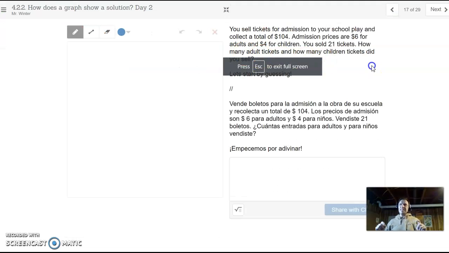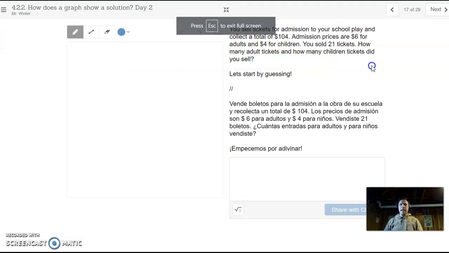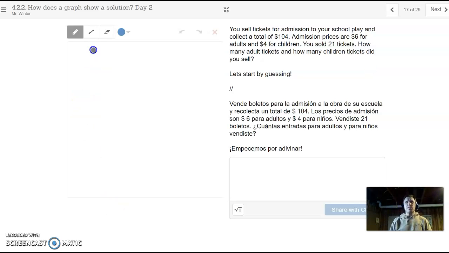It says you sell tickets for admission to your school play and collect a total of $104. So we're starting to think through these pieces. Admission prices are $6 for adults, $4 for children, and you sold 21 tickets. How many adult tickets and how many children's tickets did you sell? And then we say, let's start by guessing. Sometimes we guess, right? Sometimes, and I like to use this guessing idea to help understand what the equation is talking about.